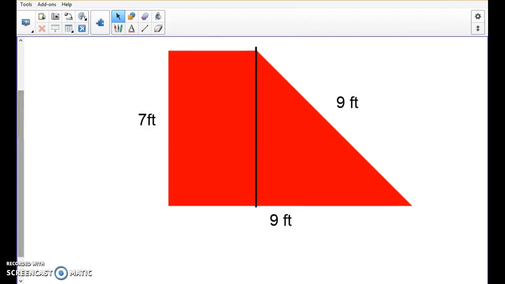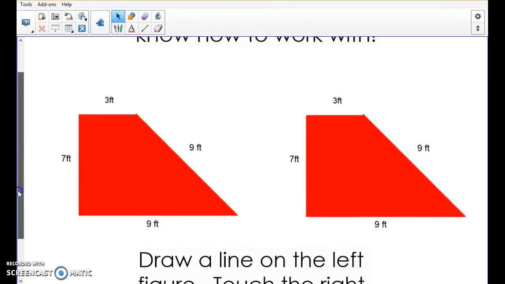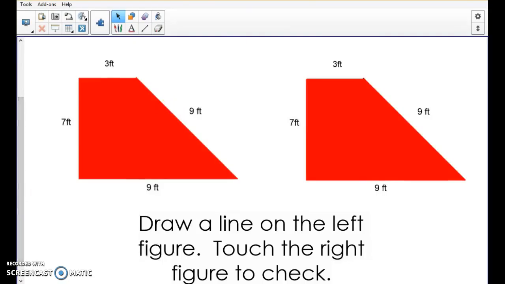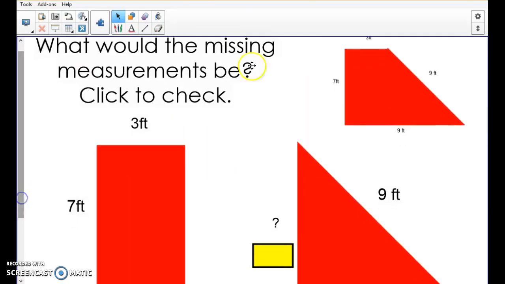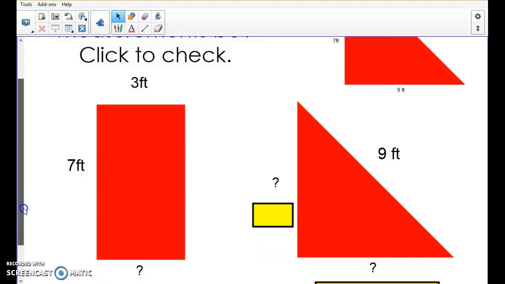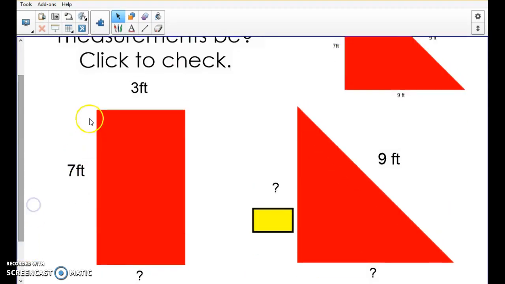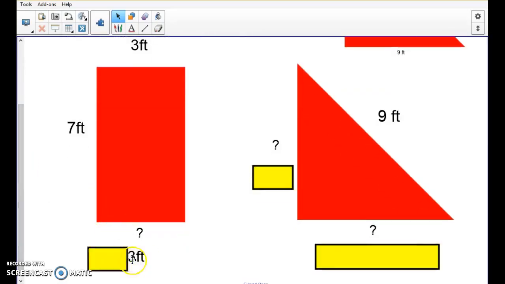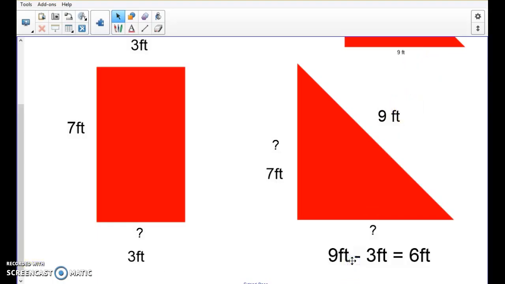So I would divide this into really two shapes. Let's break it down. And then I would draw it where it gets divided up into two shapes. So here's my original shape, 3 on top, 7 on the side, 9 on the bottom, and 9 as my hypotenuse over there. Well, if I know that this top part is 3 and this is a rectangle, that means I know this bottom side is 3. If I know this left side was 7, then I know the height of that triangle is also going to be 7. This bottom part was 9, but I know this rectangle over here was 3. This one's going to end up being 9 minus 3, which is going to be 6.